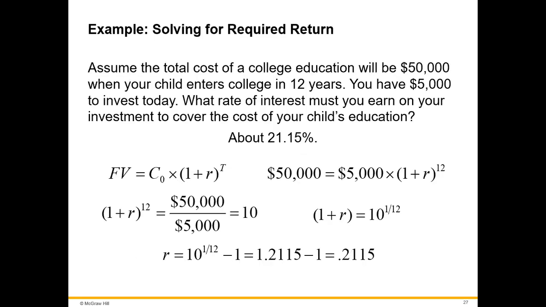The point of this is that you can calculate any of the variables as long as you have the other three. Take a look at the next. Assume the total cost of a college ed will be 50 grand when your child enters college in 12 years. You have $5,000 to invest today. So the assumption is you're only going to invest 5,000. You need it to grow to 50,000 in 12 years. So the question is, what kind of return do you need on that money to reach that goal? So you know the future value divided by the present value, 50,000 divided by 5,000 equals 10.